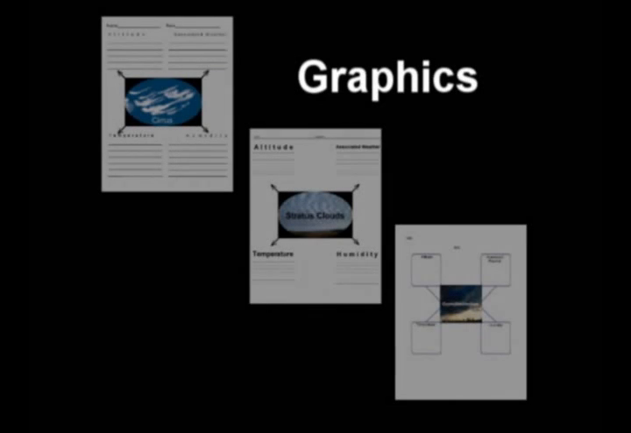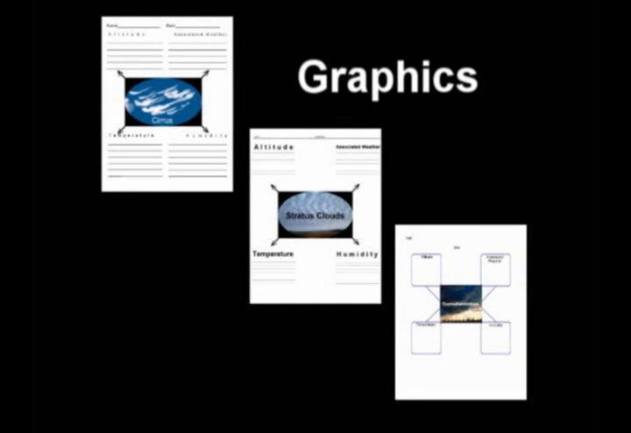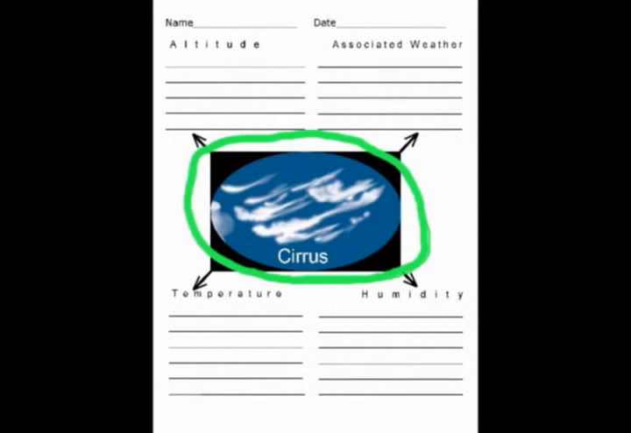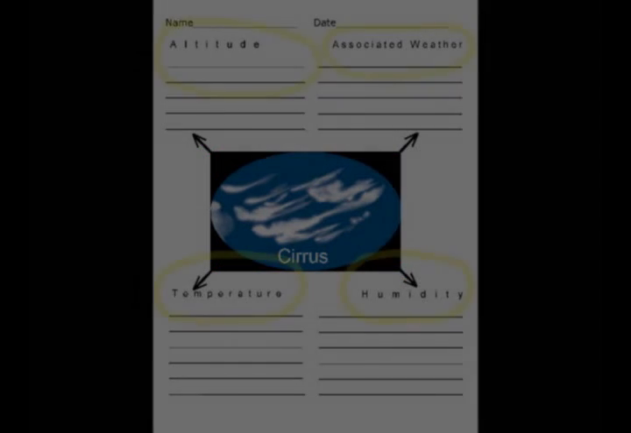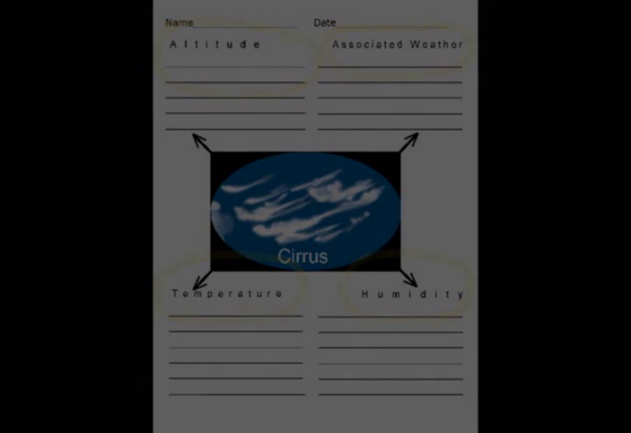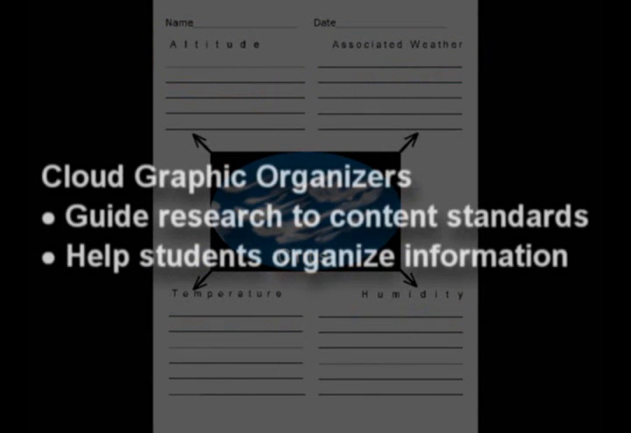To help guide group research during the decide phase of the Catch a Cloud project, our team developed 4 unique graphic organizers for cirrus, cumulus, stratus, and cumulonimbus clouds. Each graphic was a star chart featuring a unique cloud label and graphic in the center, which linked to 4 subtopics: altitude, associated weather, temperature, and humidity. These graphic elements lead the group explorations to key standards and help students organize their research information.